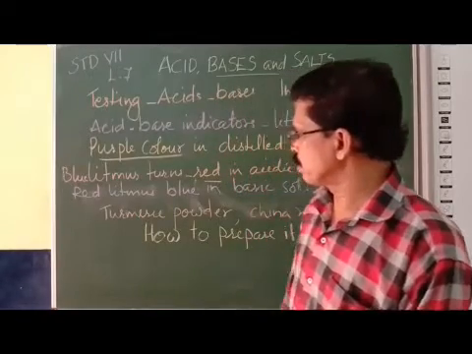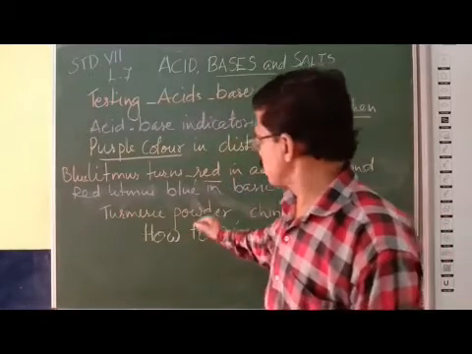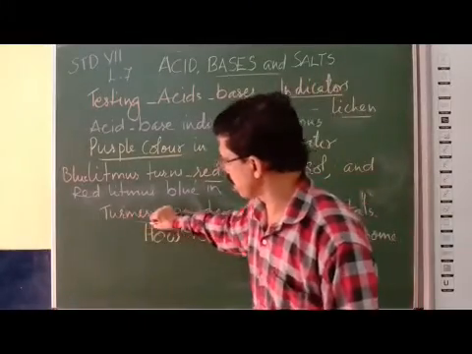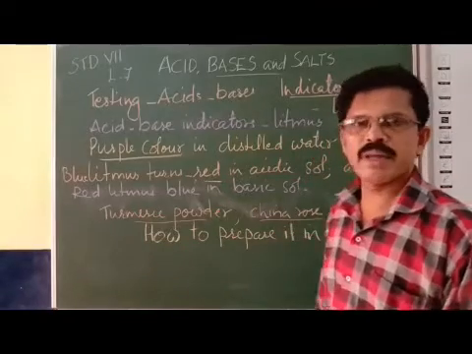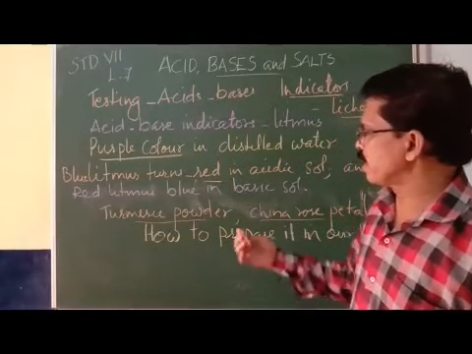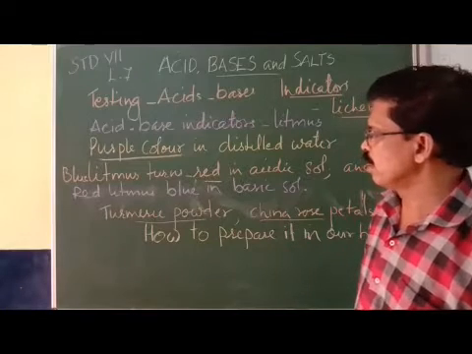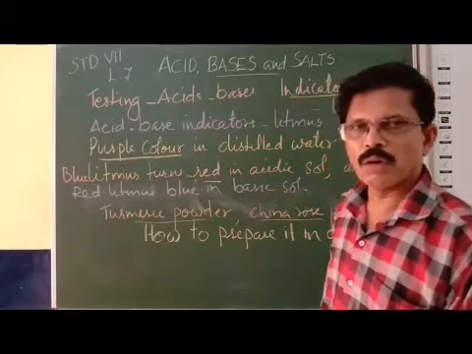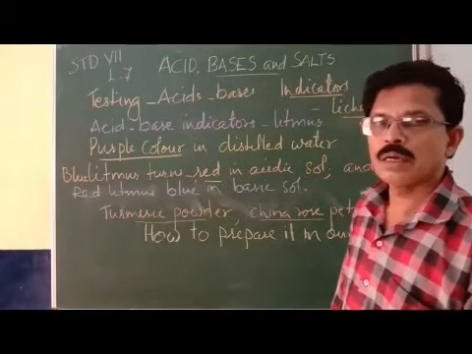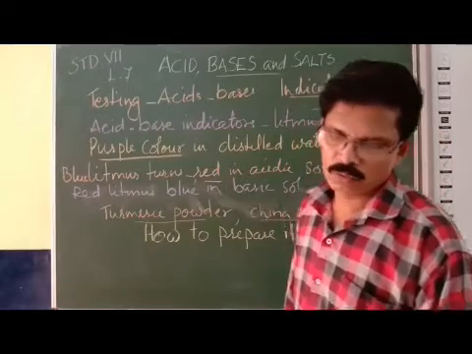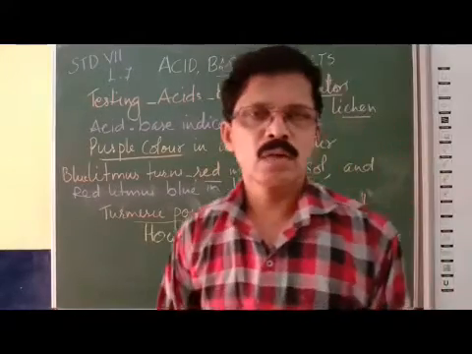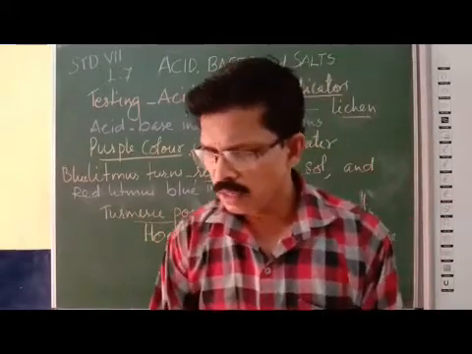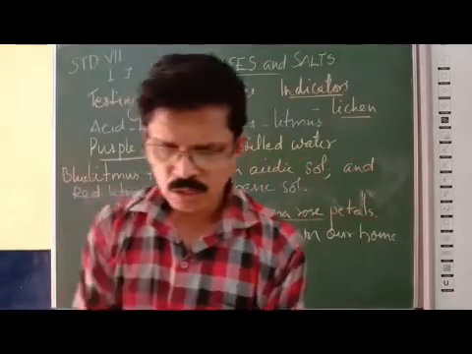Now we can also make natural indicators like turmeric indicator and China rose indicator in our home. How to make this turmeric solution? We can take 1 teaspoonful of turmeric powder and 1/4 of alcohol. What type of alcohol? Rubbing alcohol. That one is available in medical shops as well.